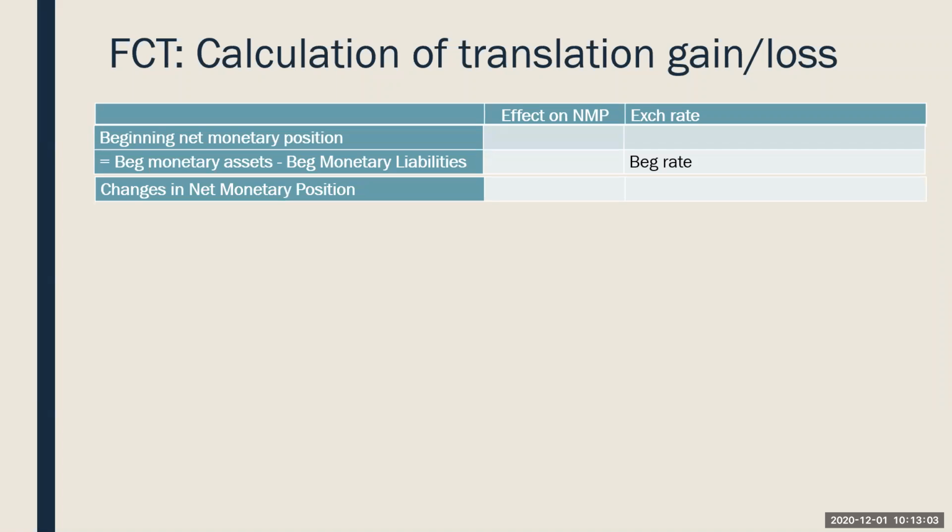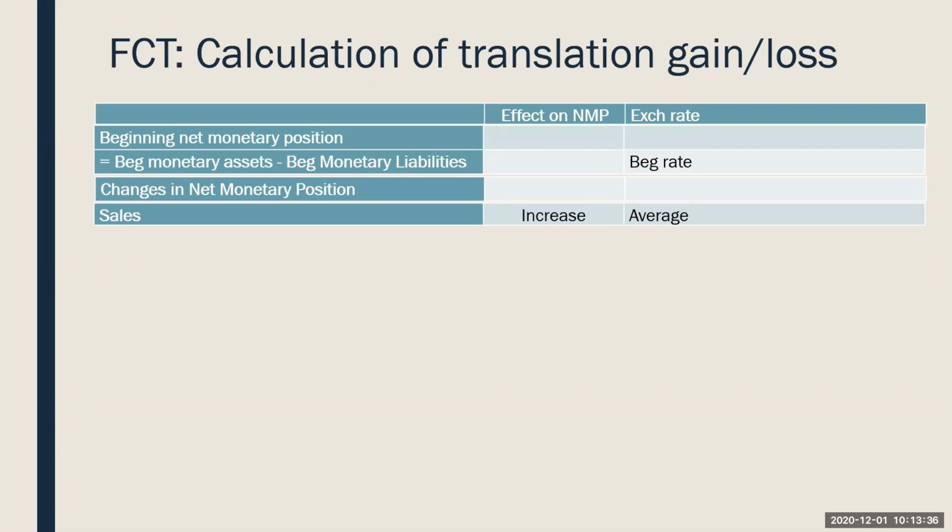Changes in the net monetary position happen due to sales. Sales can be made either for cash or on credit. Either way, the cash balance goes up, which increases the monetary position, or accounts receivable increase, which also brings about an increase to the net monetary position. So sales bring about an increase in the net monetary position.